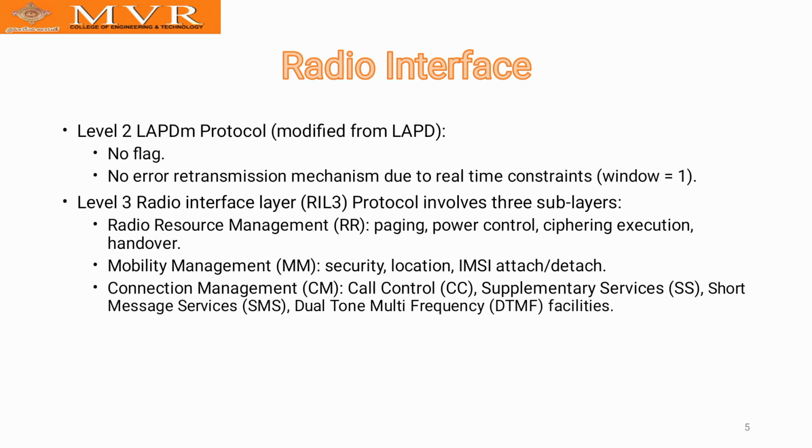In this RIL3, the protocol involves 3 sublayers. Those 3 sublayers are radio resource management, which is RR, with paging, power control, ciphering, execution and handover; mobility management, with security, location, IMSI attach and detach; and connection management, with call control CC, supplementary services SS, short message services SMS, and dual tone multi frequency, DTMF, facilities that will be provided in the radio interface.